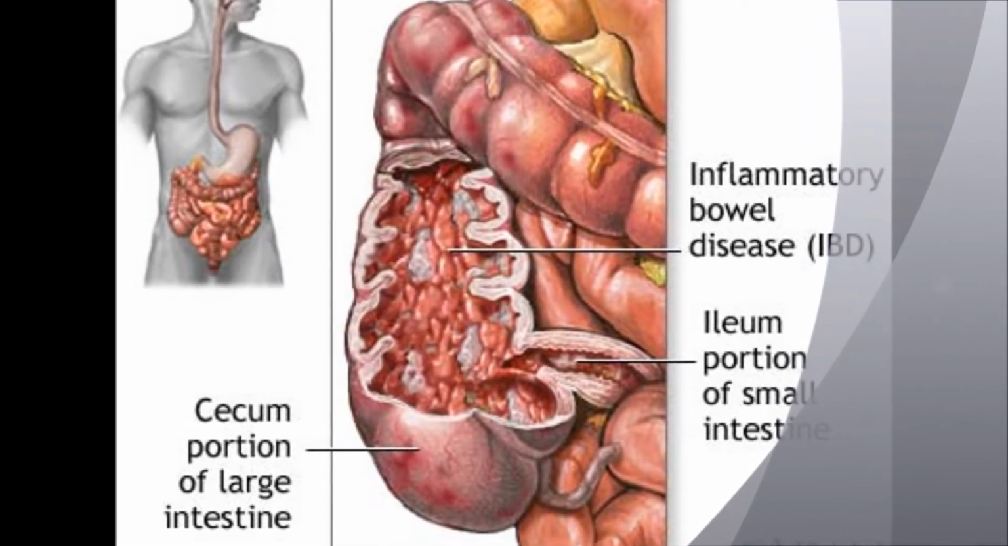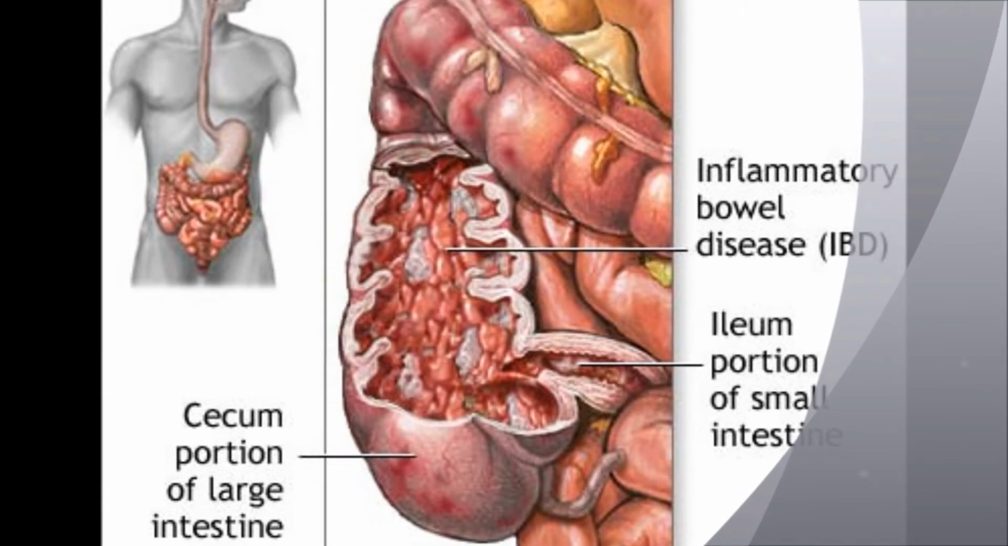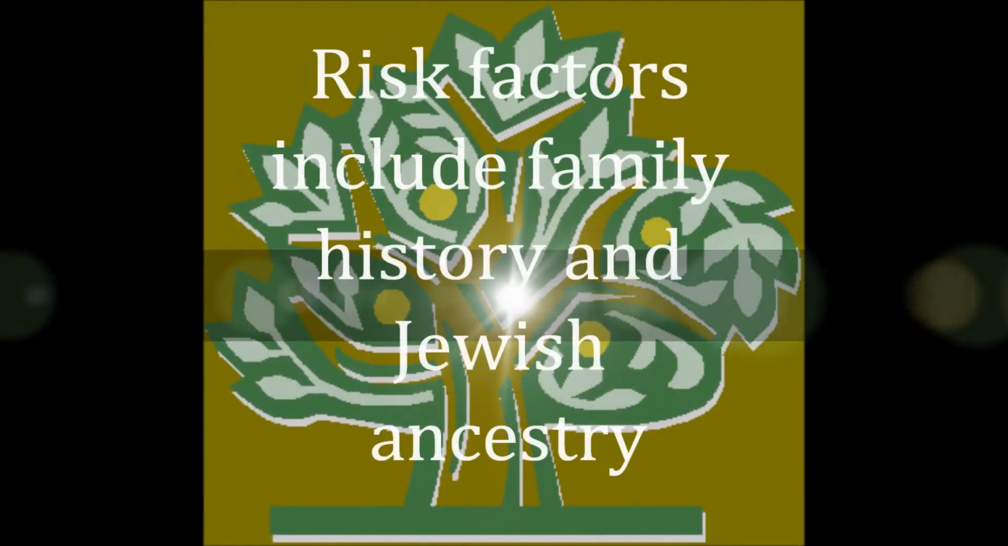Things like stress and certain types of food can trigger outbreaks of the disease. There is no known cause, however, risk factors include family history and Jewish ancestry.